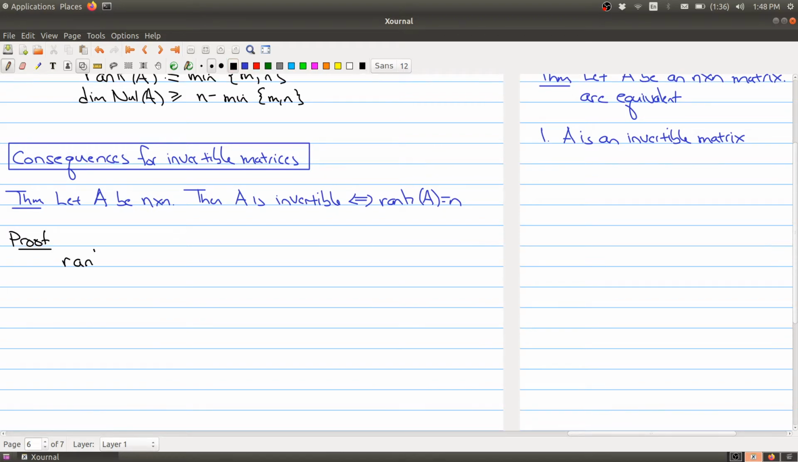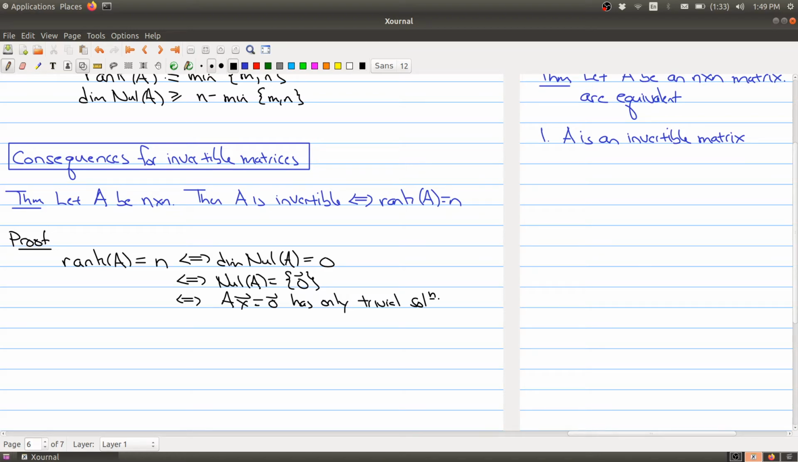Let's walk our way to the proof. The rank of A is equal to n. That implies that the dimension of the null space of A has to be equal to 0. This is coming from the rank theorem, because the rank of A plus the dimension of the null space has to be n. But when the dimension of the null space is 0, the null space only contains the 0 vector. That means Ax equals 0 has only the trivial solution, and another way of saying that is that A is invertible.